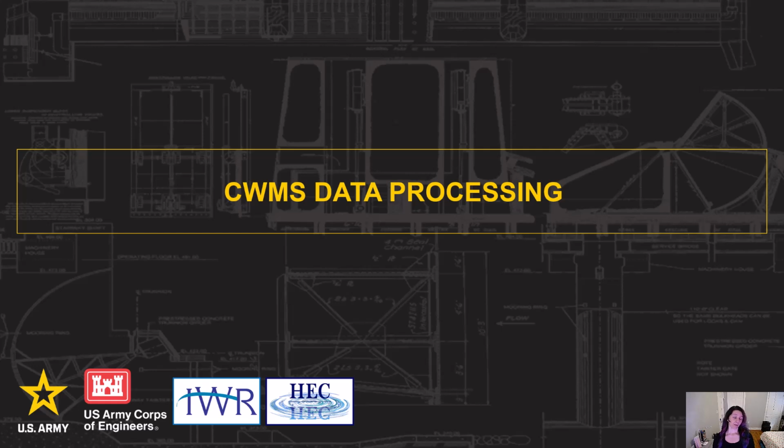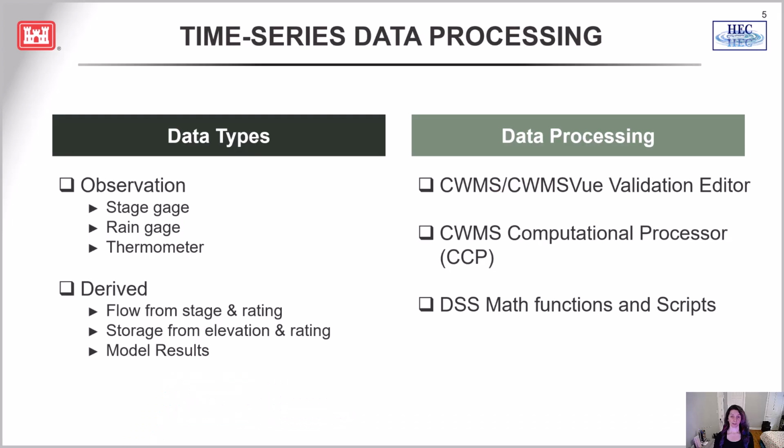As discussed in previous videos, there are 2 types of data available in SWMS: time series and gridded data. First, we're going to take a look at time series data processing. Time series data is obtained and transformed in a variety of ways. Time series can be obtained from direct observation, or they can be derived.